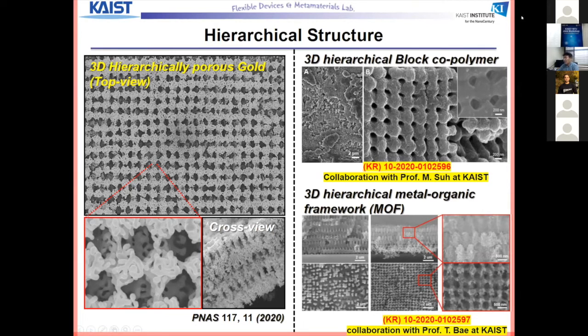One step further, we are also working with some groups at KAIST, like a professor in the chemistry department. We also put in some copolymers, and we work with Professor Taeyeon Baek. Actually, he was a professor at NTU in chemical engineering, now moved to KAIST, and we're working together. We also make hierarchical porous MOF structures. Using this, we can make some new applications and new nanoscience.